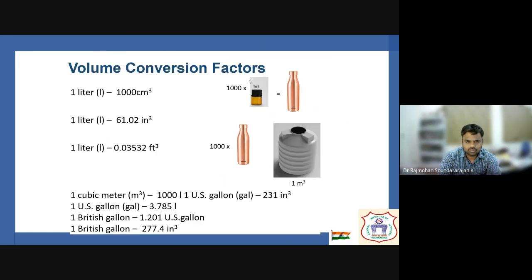Similarly, if you come to the volume conversions, here is a way to remember the conversion factor. Many people confuse it with 10 power plus 3 or minus 3. You remember a 1 liter bottle. If you have to fill this bottle with a small 1 ml cup, how many times do you have to add the water? 1000 times. Similarly, consider a 1 meter cube water tank. You have to fill this with a 1 liter bottle, how many times do you have to fill? 1000 times. That way you can remember the conversion factor for volume also.